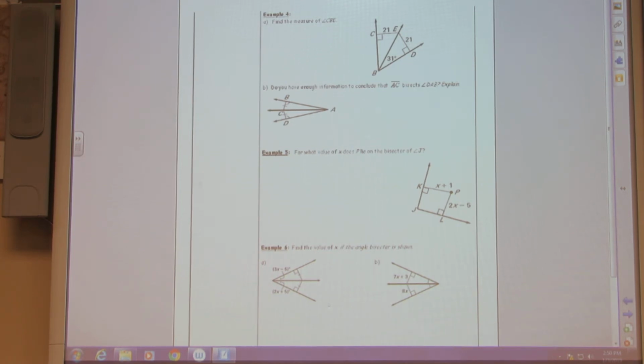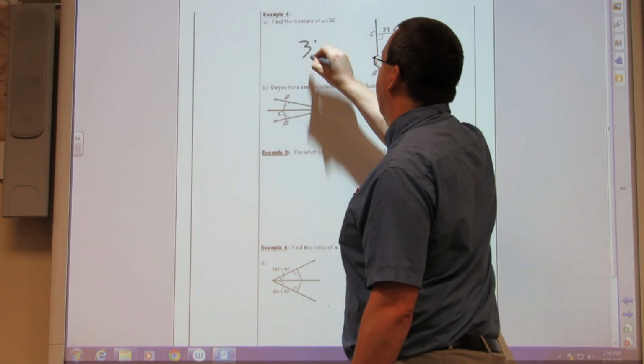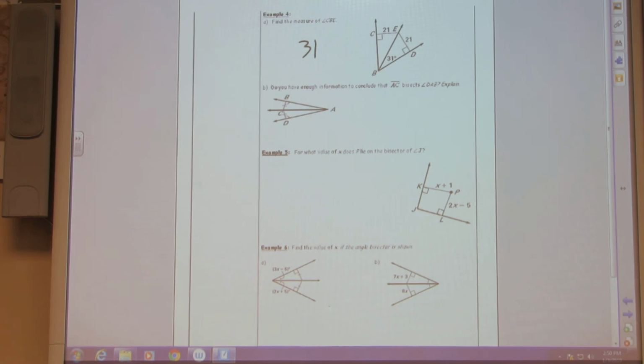Problems with this: find the measure of the angle CBE. So I have the two sides that are congruent at 21 and hit at 90. So the angle is bisected. So my answer there is 31. Do watch what they're asking for. If I asked for CBD instead of CBE, my answer would be 62.